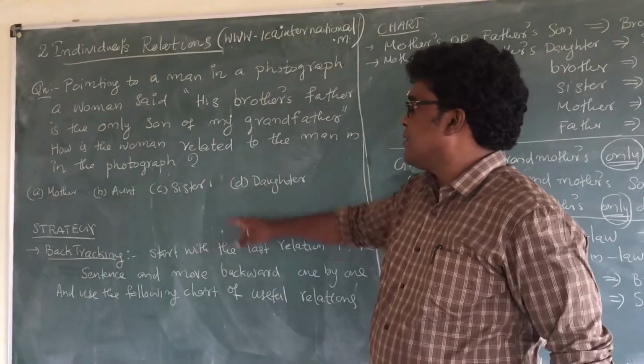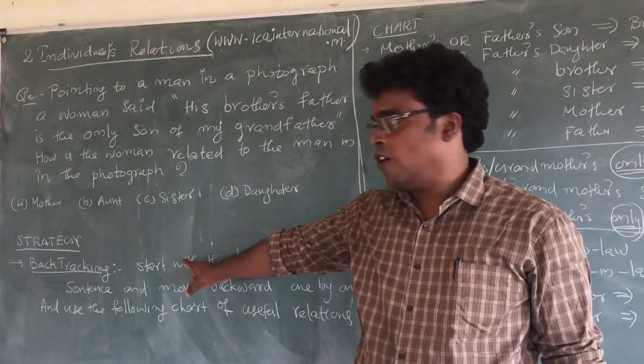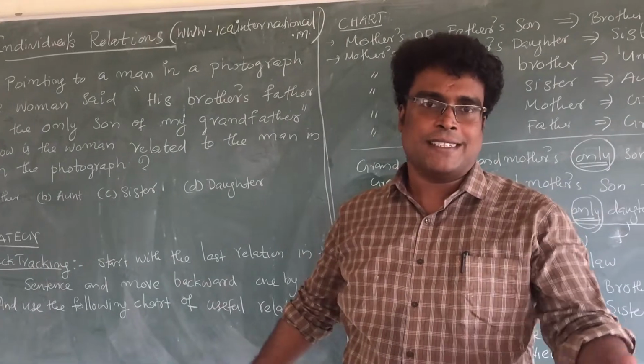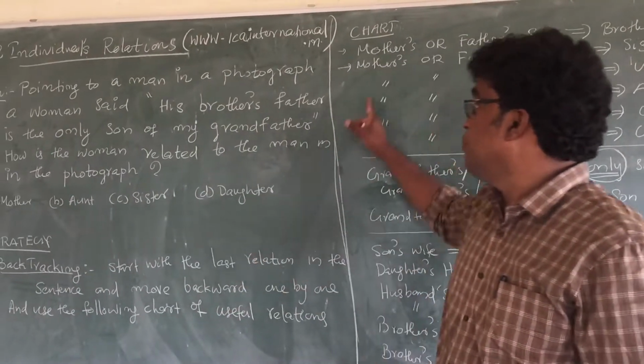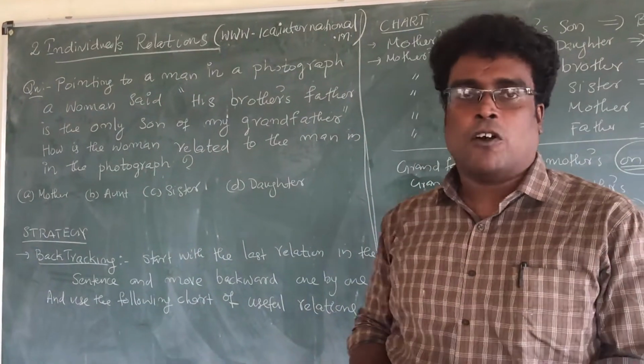We will be discussing a question along with a specific strategy called backtracking for doing such questions in 5 to 10 seconds, along with a useful chart of relationships which will help us to speed up the whole process of solving such questions.